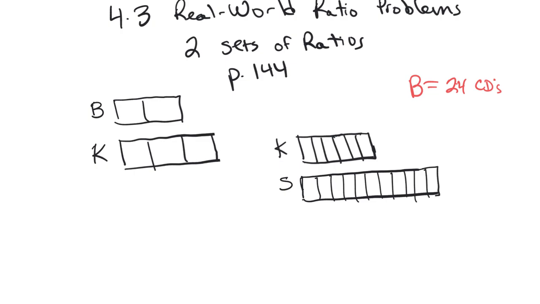The ratio of the number of CDs Brad has to the number of CDs that Keith has is 2 to 3. And you can see that right here, 2 to 3. Let me change the color out. There's 2 parts for Brad, 3 parts for Keith. The ratio of the number of CDs that Keith has to the number of CDs that Simone has is 6 to 11. So I did that as a separate ratio over here. Here's 6 parts to Simone's 11 parts.